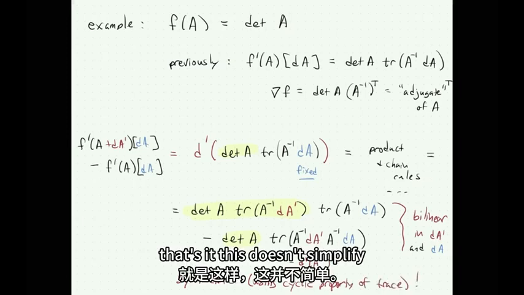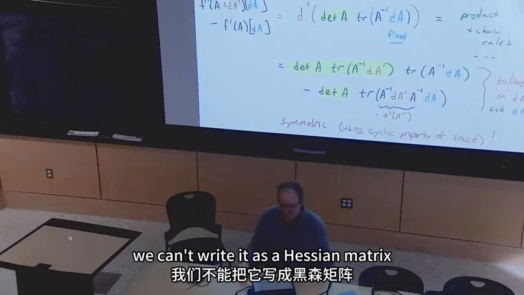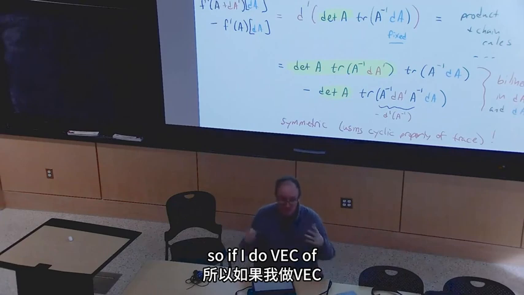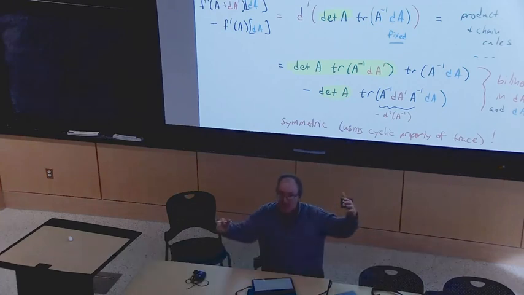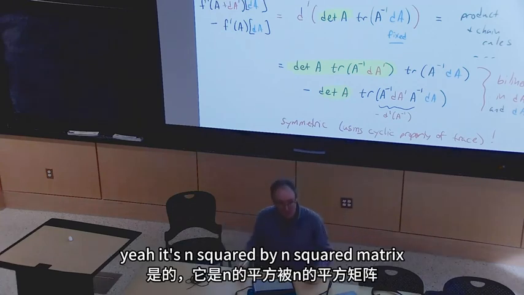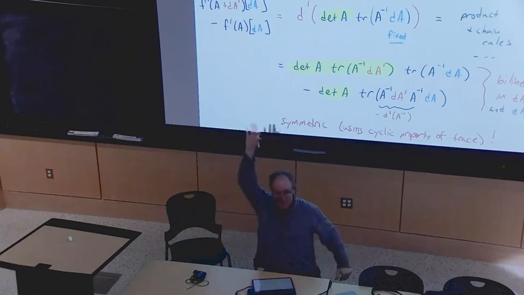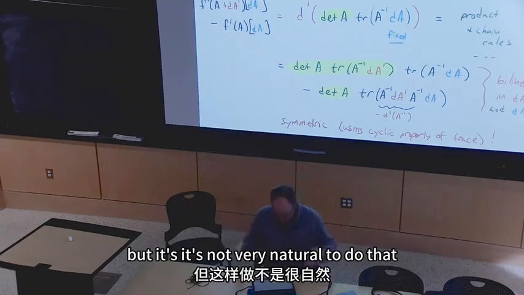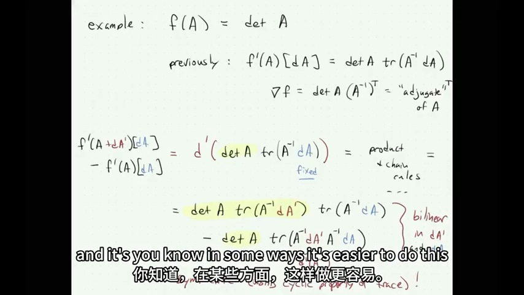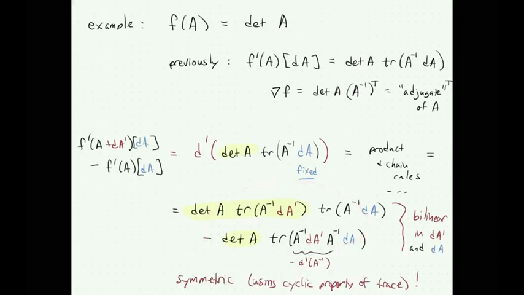That's it. We can't write it as a Hessian matrix unless I vectorize things. Okay, so if I do vec of dA, right? This could be some big matrix, an n squared by n squared matrix, right? That has a vec of dA on one side and vec of dA prime on the other side. But it's not very natural to do that, and in some ways it's easier to do this.